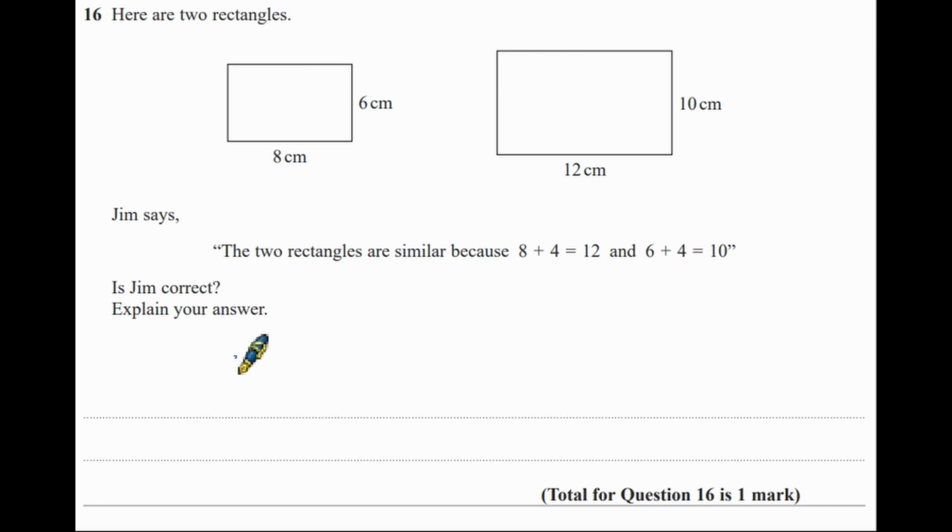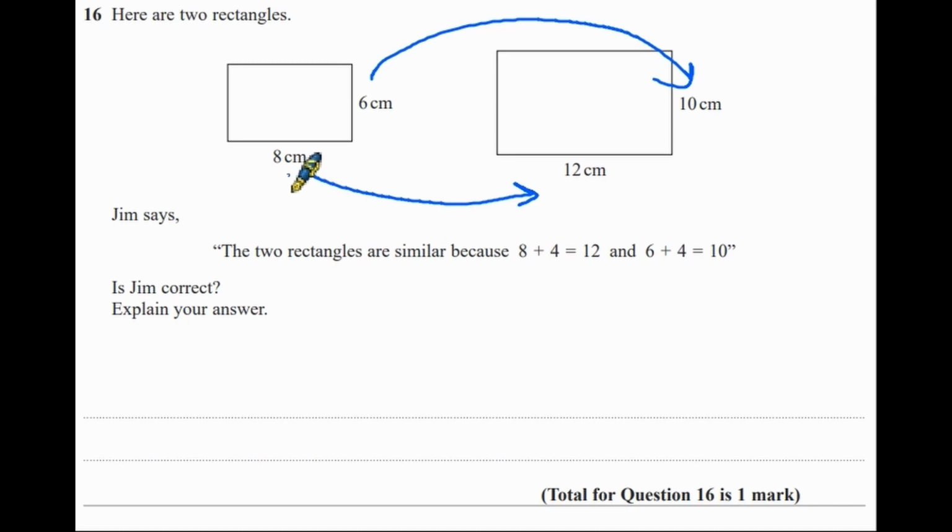And in fact, the answer would be he's incorrect, because for two shapes to be similar, then the two sets of sides have to be the same multiple of each other, not an addition. In your own words, you need to describe this. We use multiples to decide whether shapes are similar, not additions.